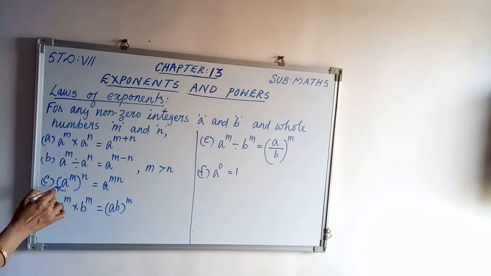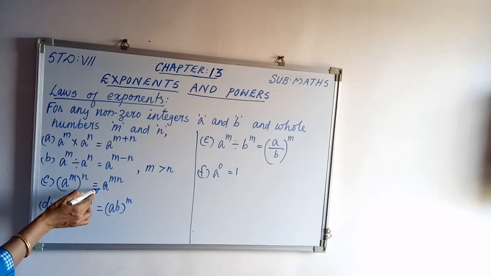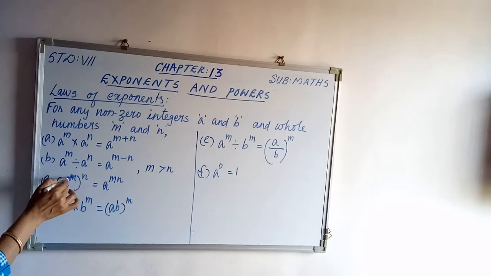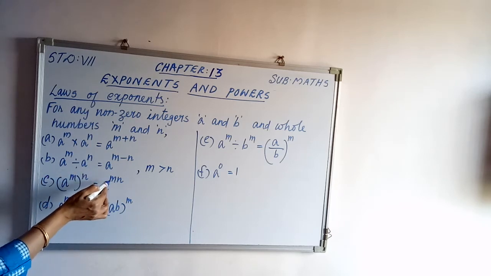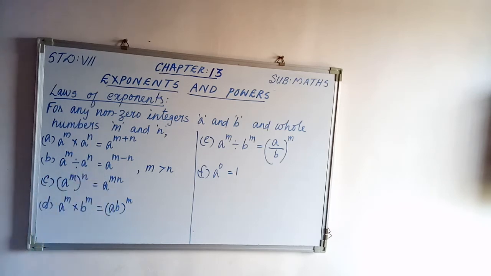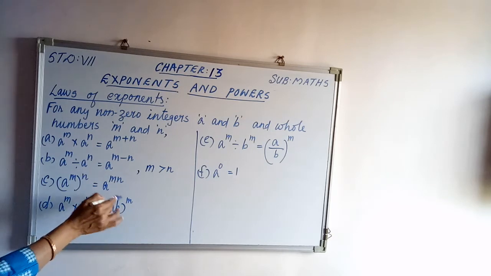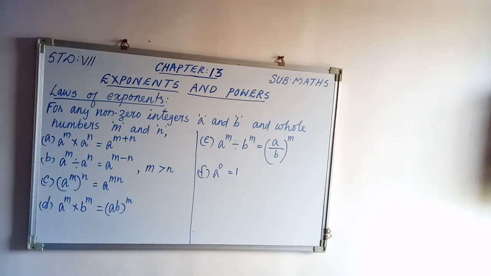Now, a raised to the power m, the whole raised to the power n. So what you have to do? Keep the base as it is, multiply the powers, m multiplied by n. So a raised to the power mn. Now the bases are different but the powers are the same. a raised to the power m multiplied by b raised to the power m is equal to ab, the whole raised to the power m. Multiply the bases and keep the power the same.